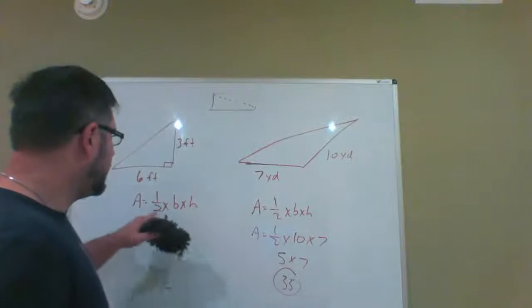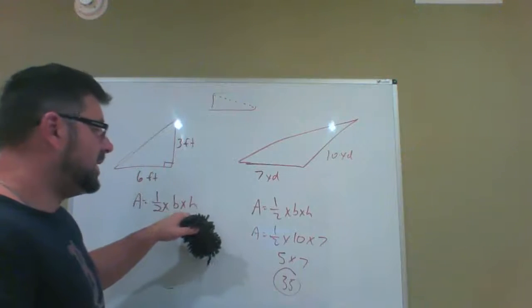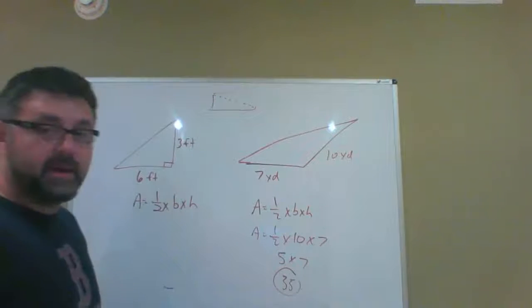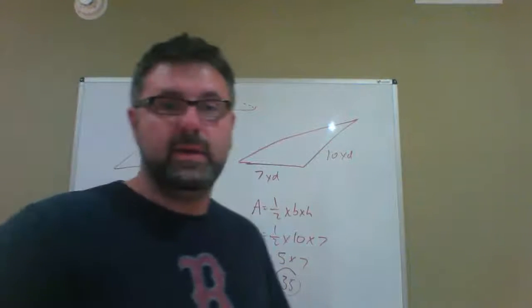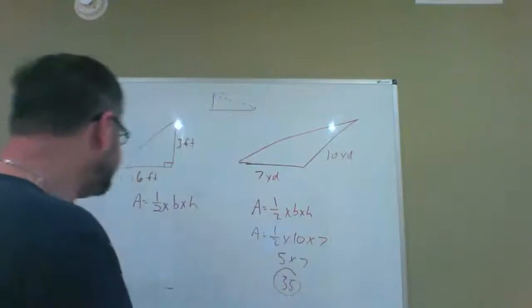All right. So again, we're going half the base times the height. You can find half the base and then multiply by the height. Or if you want, you can multiply the base and height together and then just divide by 2. It really is whatever your personal comfort is.